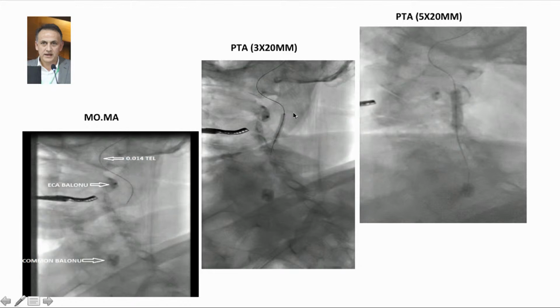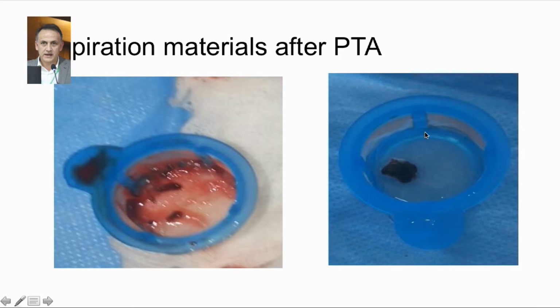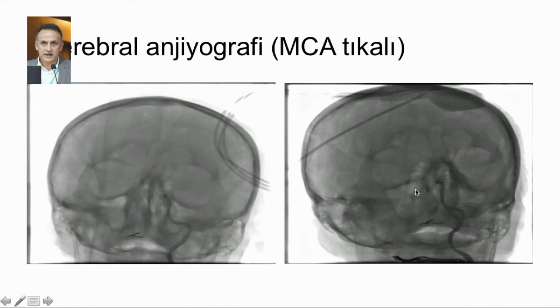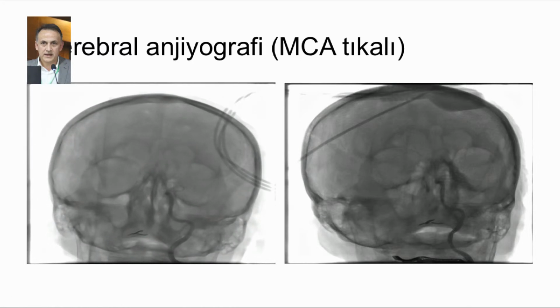After that, we inserted a 014 wire, and we did pre-dilatation with a 3 by 20 millimeter balloon. After that, we did another dilatation with a 5 millimeter balloon. And of course, we did aspiration after this procedure, and we have lots of material, as you see here. Then we checked the distal part, and we saw a kind of T occlusion here.